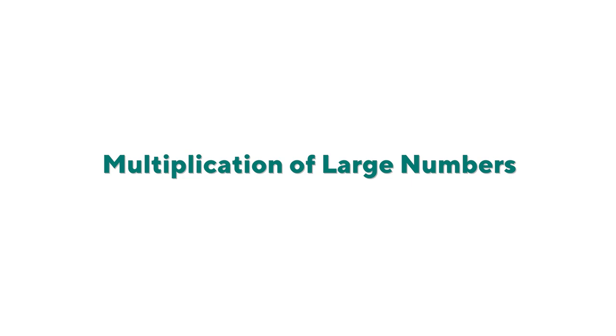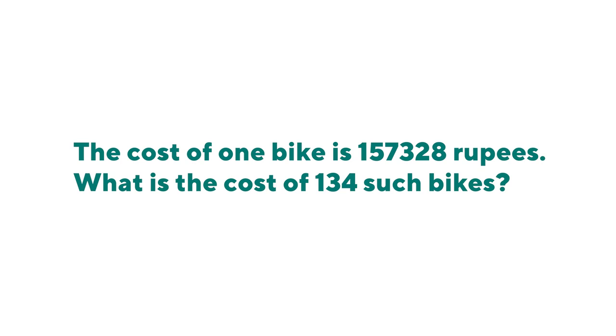Now let's learn about multiplication of large numbers. Here is a question for you. The cost of one bike is 1,57,328 rupees. What is the cost of 134 such bikes? You see, this is a practical application of multiplication. One bike costs you 1,57,328. What is the cost of 134 such bikes?